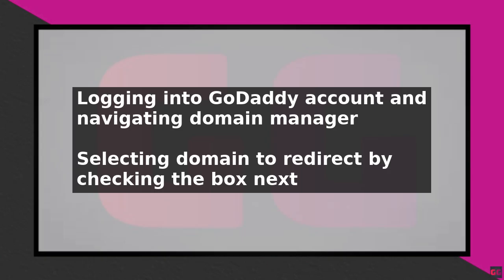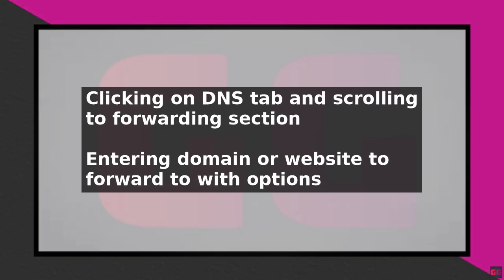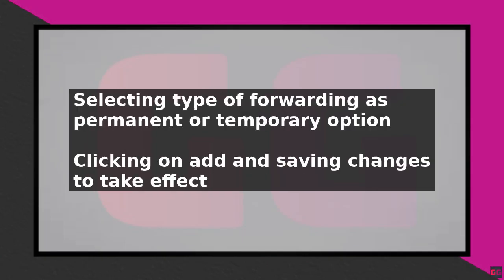In this section, you will see options to forward your domain to another website or domain. Click on Add Forwarding and enter the domain or website you want to forward to. Make sure to select the type of forwarding you want, either permanent or temporary. Permanent forwarding will redirect all traffic from your domain to the new domain, while temporary forwarding will only redirect traffic for a specified period. After selecting the type of forwarding, click on Add and the changes will be saved.